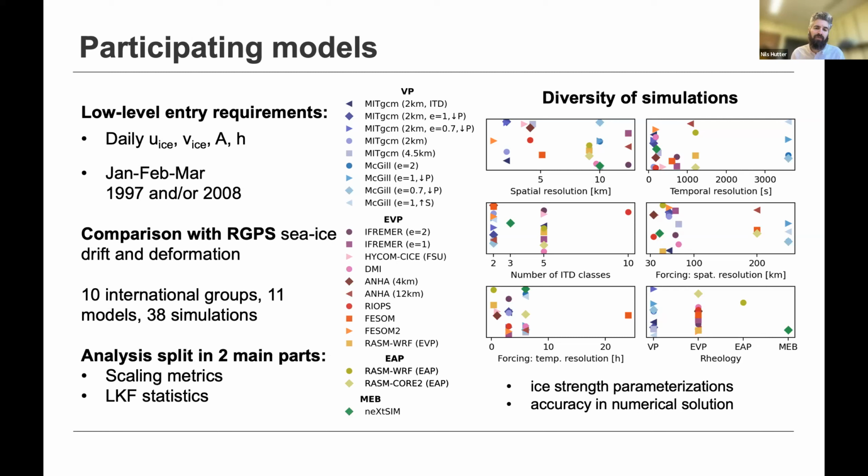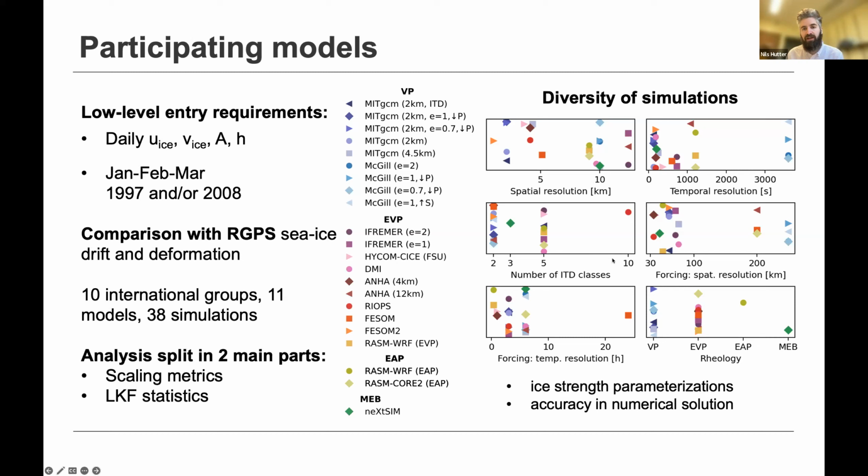But in addition to the rheology, the simulations also differ, for example, in the spatial resolution that they use, ranging from something like 15 kilometers down to 1 kilometer. They differ in what kind of atmospheric forcing they use, what kind of resolution this has, or, for example, the number of ITD classes, going from the standard 2 ice classes to something like 10. And also not shown here in the plots is that, for example, the ice strength parameterization for some of those models is different, and the accuracy in the numeric solution is also different for some of the simulations.